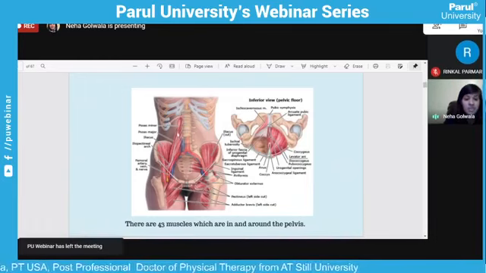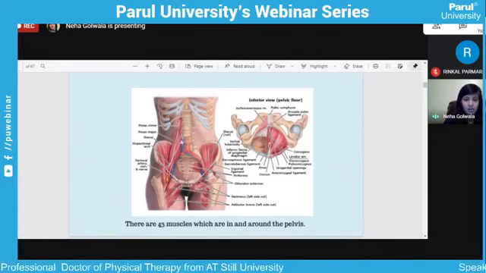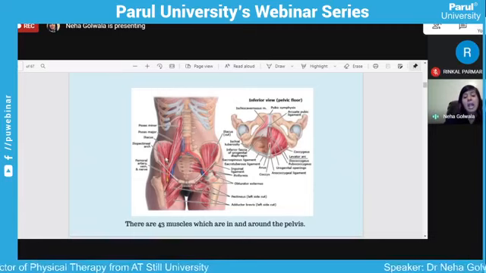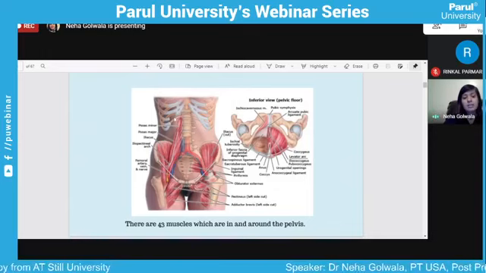So the major muscle is the psoas. The psoas muscle starts from here, T12, L1, L2, L3, up to L4 sometimes, and it goes all the way to our hip, the femur. And the iliacus goes from the iliac crest all the way to our femur. So both of them together help a lot with the stability of the lumbar spine and also the hip flexion motion.